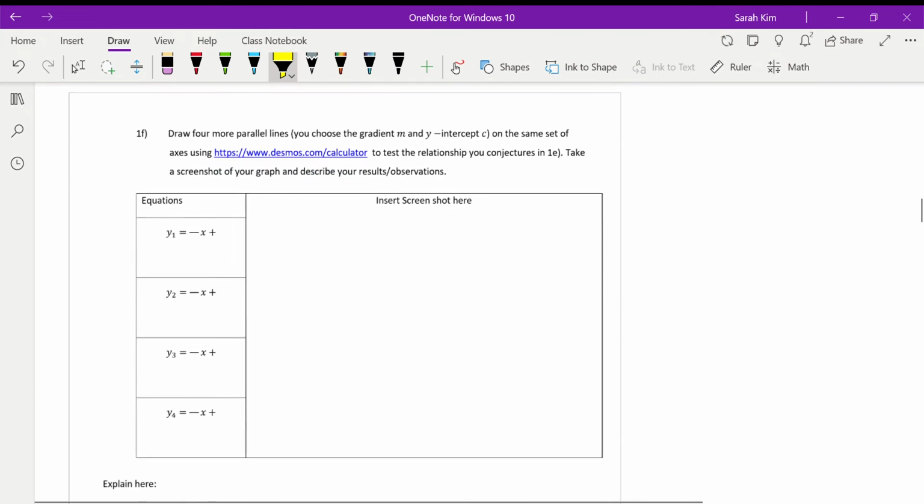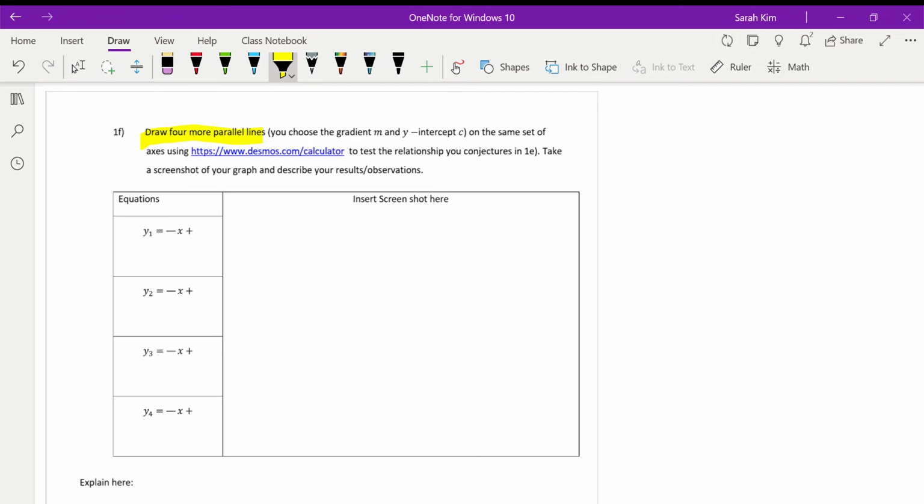Once you're done, you need to draw four more parallel lines. You get to choose the gradient m and the y-intercept c. Draw these, and write them over here. You need to put the numbers you choose in these little boxes in Word, and make sure you've got the screenshot of it in here.